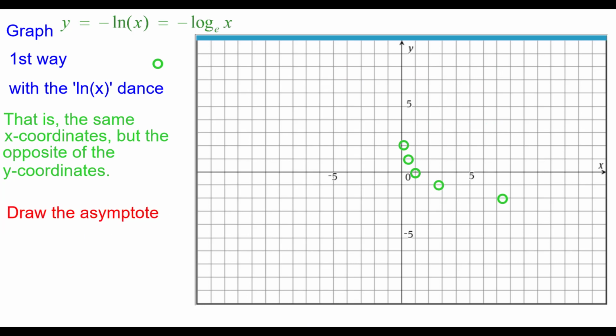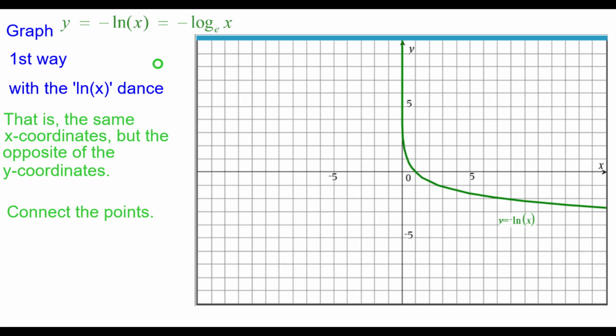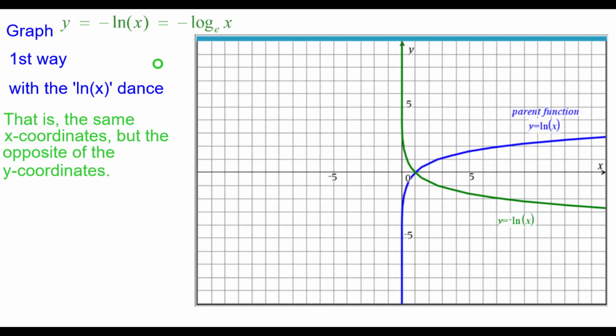Draw the asymptote, and it's the line x equals 0. Connect the points. Compare it to the parent function, y equals the natural log of x, and you can see that the graphs are reflections of each other about the x-axis.